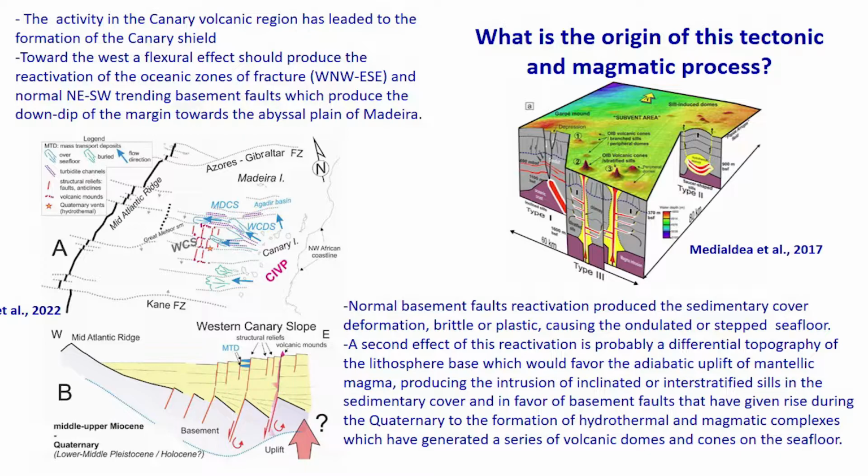And a second effect of this reactivation is probably the generation of a differential topography at the lithosphere base, which drove the adiabatic elevation of mantellic magma, producing intrusion in the form of interstratified sills in the sedimentary cover or inclined sills in favor of the basement faults. Intrusions gave rise during the Quaternary to the formation of hydrothermal and magmatic complexes, which have generated a series of volcanic domes and cones on the seafloor.